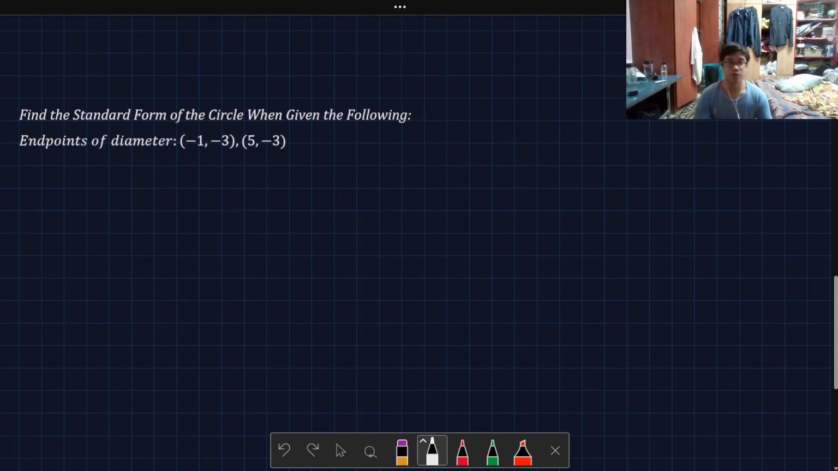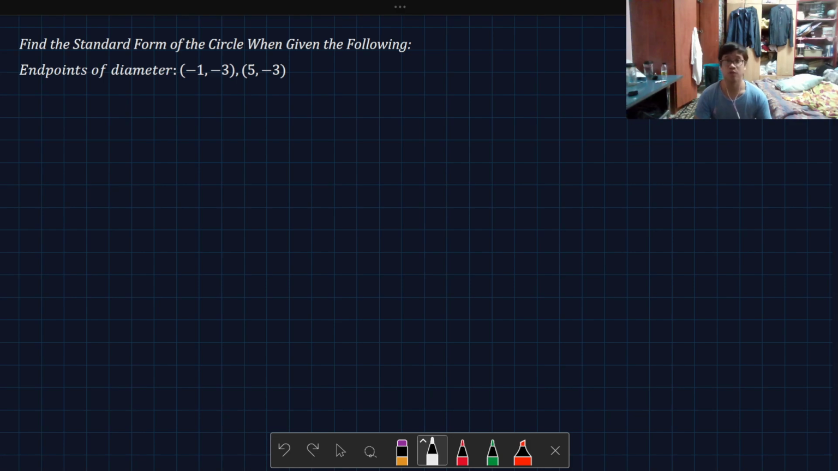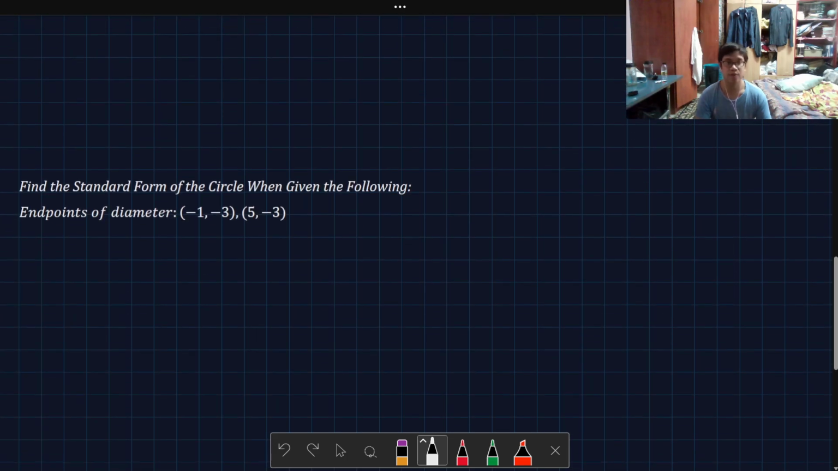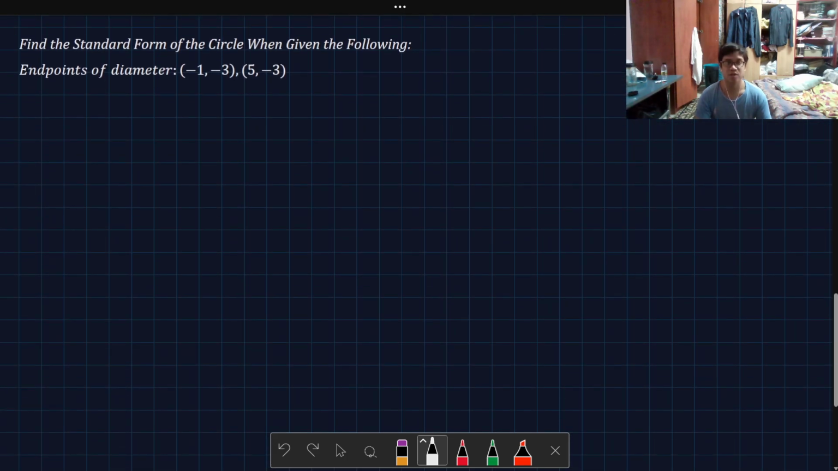Here, we're going to continue because these problems are different from those we solved last time. We know how to find the standard form of the circle when we're given the center and the radius. However, in this case, the center, the radius, or both are indirectly given. They're not given here, basically.